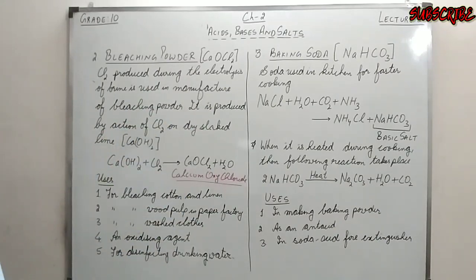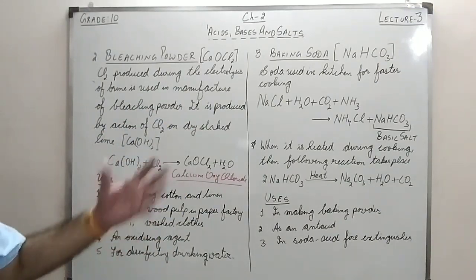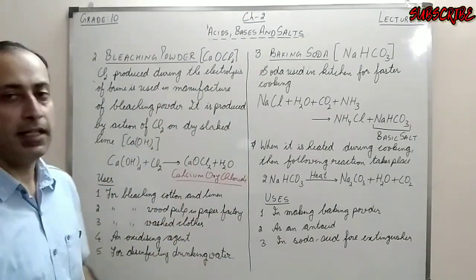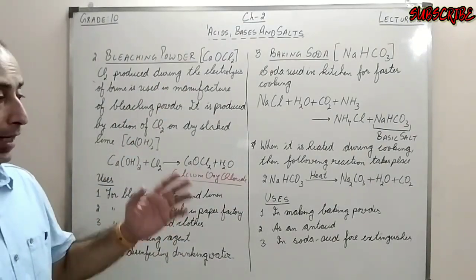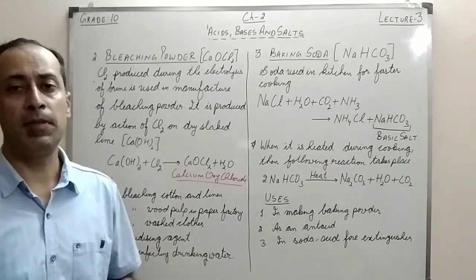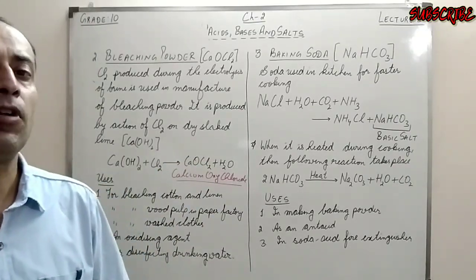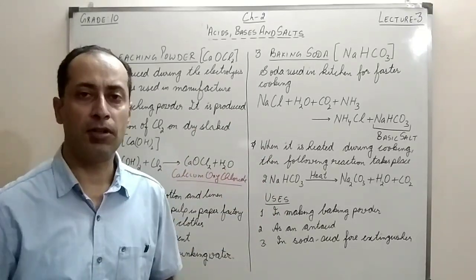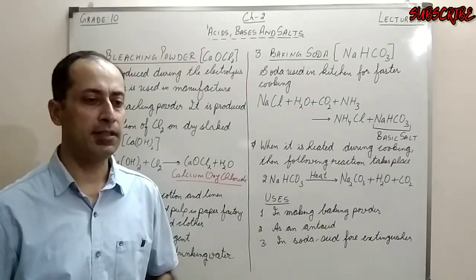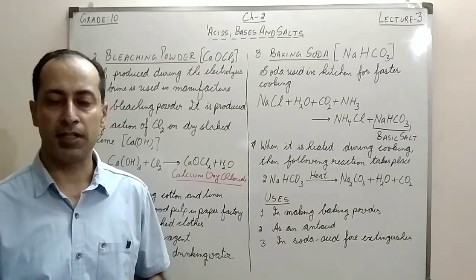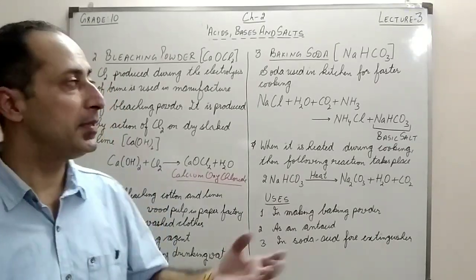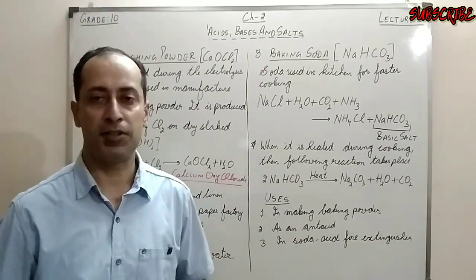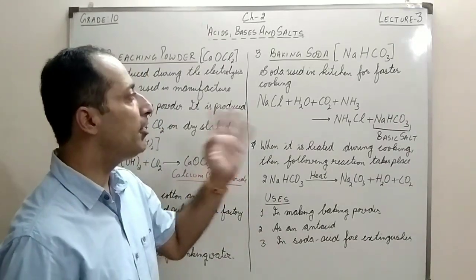And now the next chemical that comes is baking soda. The chemical formula is NaHCO3, and the chemical name is sodium hydrogen carbonate, or we also call it sodium bicarbonate. This is also a very common ingredient in our home, in our kitchen, like common salt. Baking soda is basically used in the kitchen for faster cooking. And how is it produced?